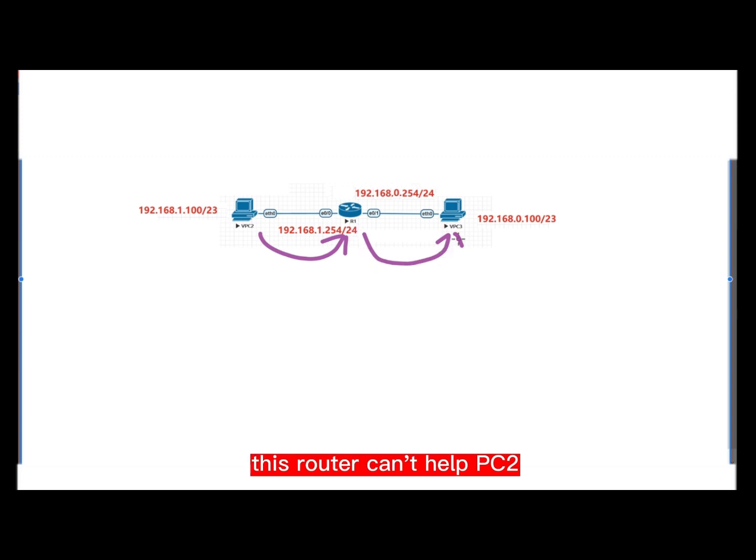This router can't help PC2. All it can do is help send another packet, help to ask. This is what we call ARP proxy. It will help to send another ARP. When this ARP is sent, it just uses its own MAC address as the source. I went to PC3 for the address.